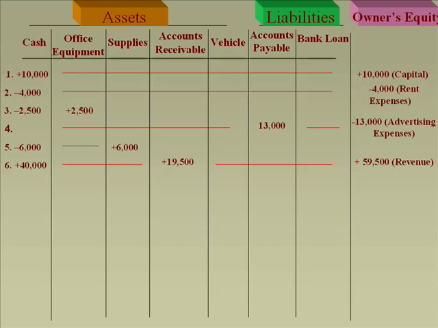Revenue, is it good for equity or bad for equity? It's good. So under owner's equity, it's plus 59,500. Cash, asset, plus 40. Accounts receivable, another asset, plus 19,500. Because your customer owes you 19,500.